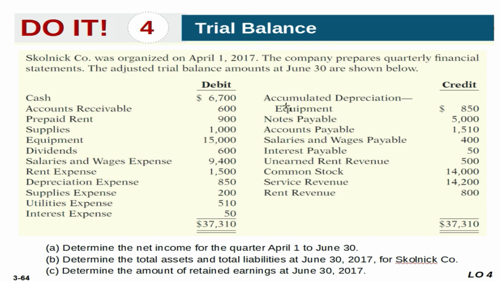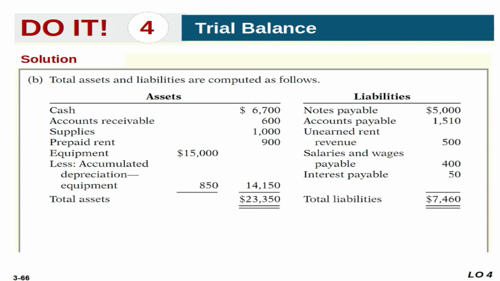For liabilities, it's going to be everything from notes payable to unearned rent revenue. Unearned rent revenue, again, remember, is a liability. If it says payable, then it's a liability. The only difference is this unearned rent revenue, which is also a liability. So you add those together. You add all the assets together, unless it's contra asset accounts, and those two numbers should match each other. And we are done for this.